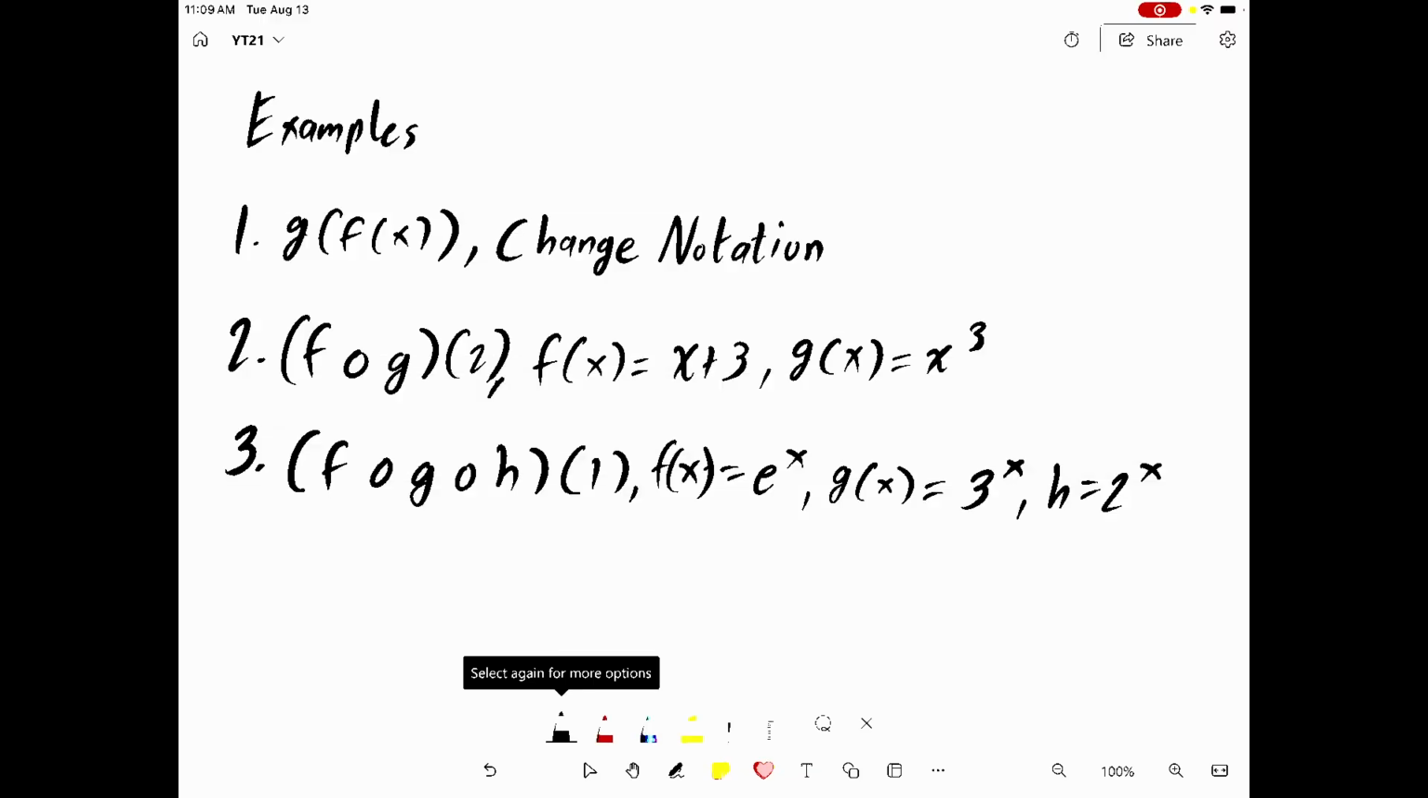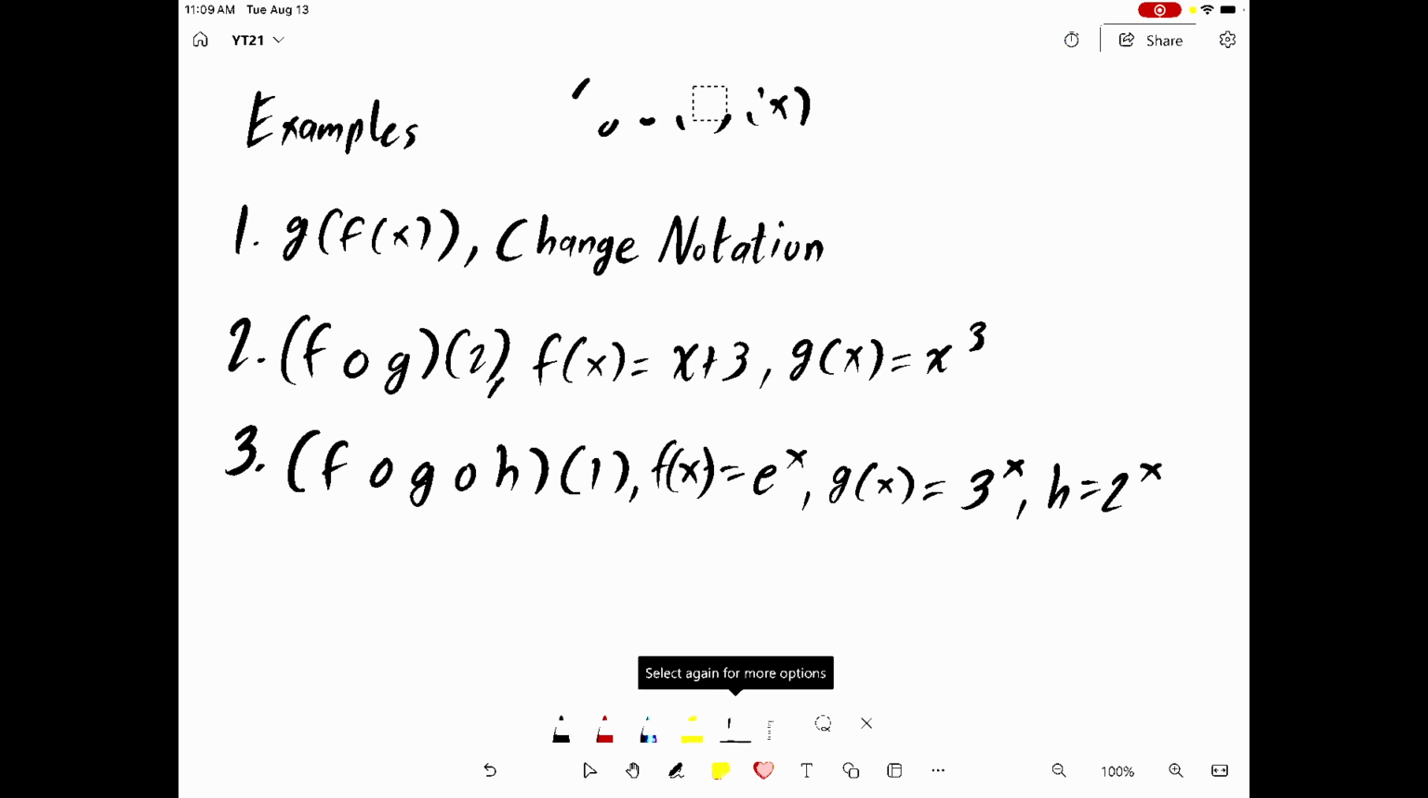Alright, we have 3 examples for today. Our first example is g of f of x. And this one, we want to change our notation from this to the open circle notation, as I like to call it. Quite funny, hopefully. You didn't laugh? Oh, it's fine. So, if we have g of f of x, we'll have g, open circle, f of x. This is how it works. And if you remember the formulas from above, it should be pretty easy for you, because this is just more of a memory question.